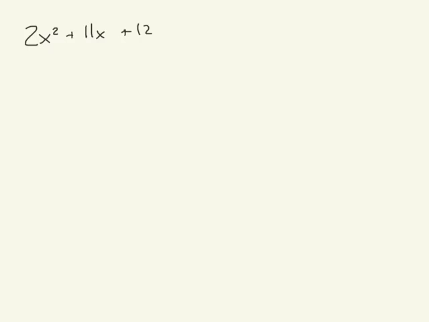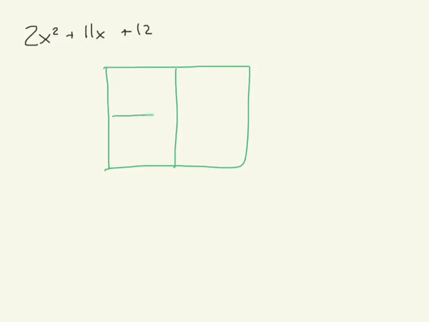Today's exit ticket was to factor the quadratic expression 2x squared plus 11x plus 12. And we're going to use the reverse box method for this. So what we do first is, of course, draw our box like so. And in our first box, we're going to put our first term, which is 2x squared, and in our last box we're going to put 12, which is our last term.